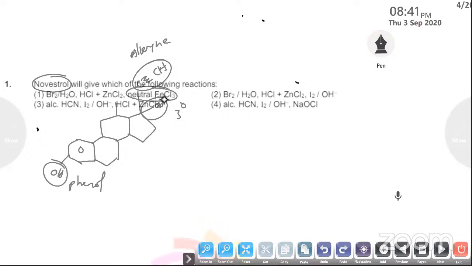Next we have alkynes. Unsaturated compounds are tested by bromine water. Next we have another functional group, the tertiary alcohol. Tertiary alcohol will respond quicker to the Lucas reagent, anhydrous ZnCl2 and concentrated HCl. So in total there are three functional groups in this molecule: one is the phenolic group, another is the tertiary alcohol, and the other one is the alkyne. So it is option A, where you can test with bromine water, then HCl and ZnCl2 Lucas reagent, and then neutral ferric chloride.